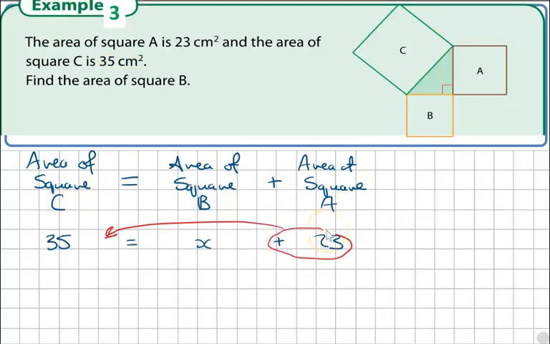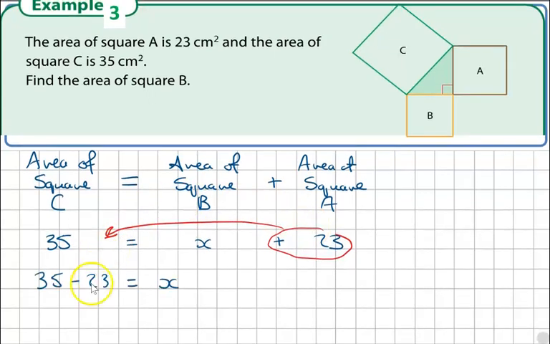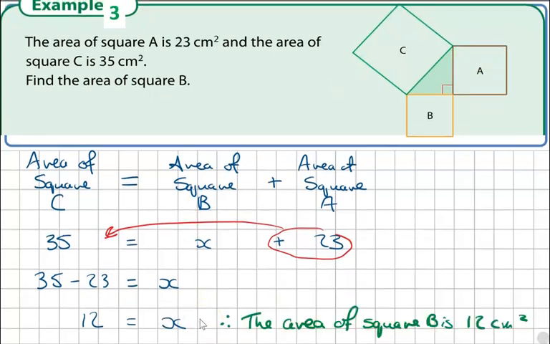So if I'm going to solve for X, get the X on its own, I'm going to bring the 23 over the equal sign to become minus 23, and 35 minus 23 is 12. So the area of square B is 12 centimeters squared, because the area of square A plus the area of square B is equal to the area of square C.